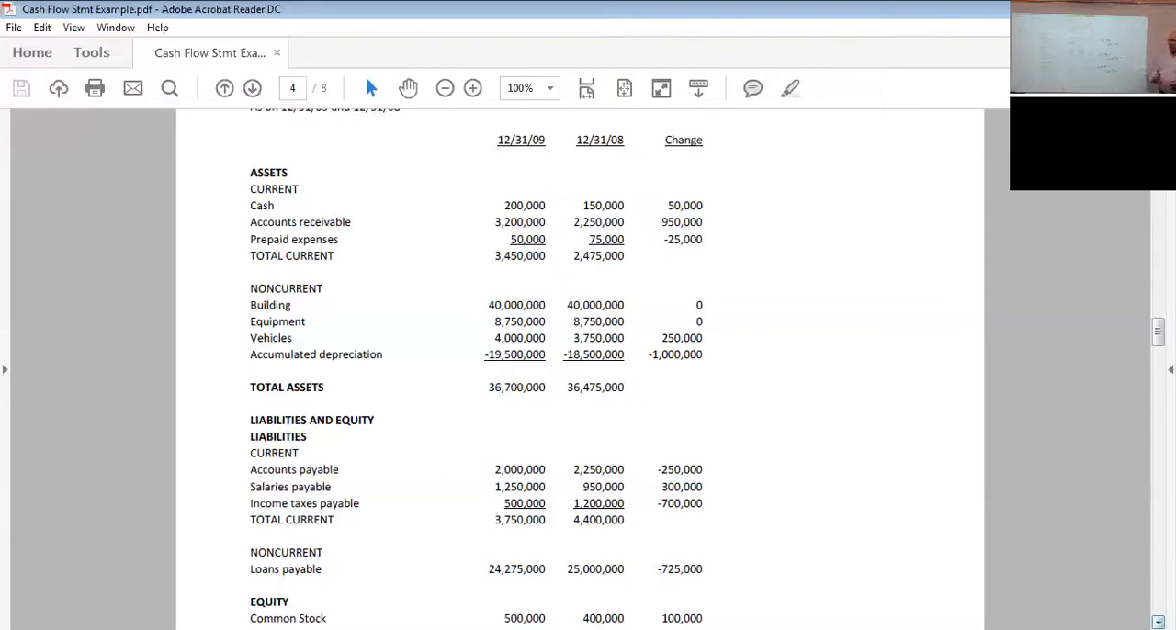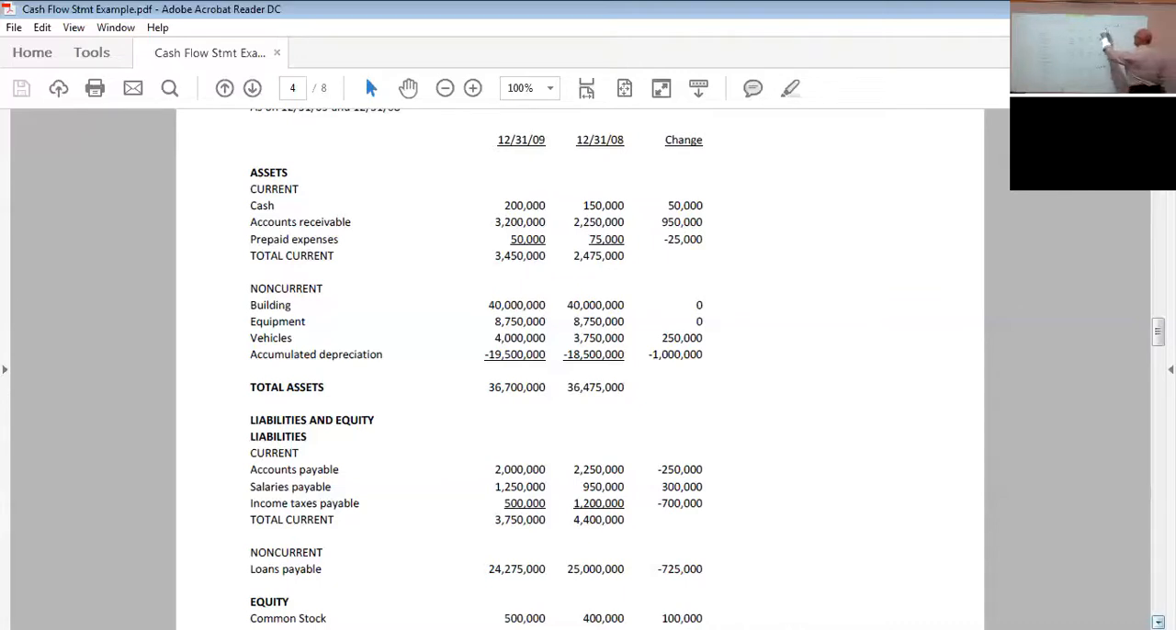And you really only have to memorize one of these. If a current asset increases, the effect on cash is negative. The current asset goes up, cash goes down. So you just have to remember that. If you remember that, you could do the rest.